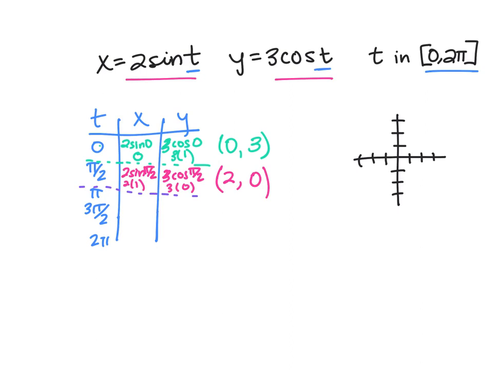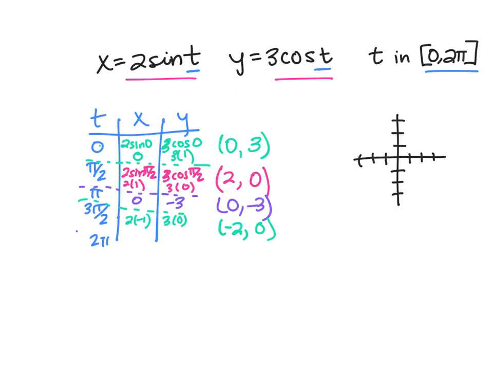Plug pi in. Sine of pi is 0. 2 times 0 is 0. Plug pi into y. Cosine of pi is -1. So 3 times -1 will be -3. And the last one, or actually 2 more. Plug in 3 pi over 2. Sine of 3 pi over 2 is -1. So we get 2 times -1 is -2. Cosine of 3 pi over 2 is 0. 3 times 0 is 0.